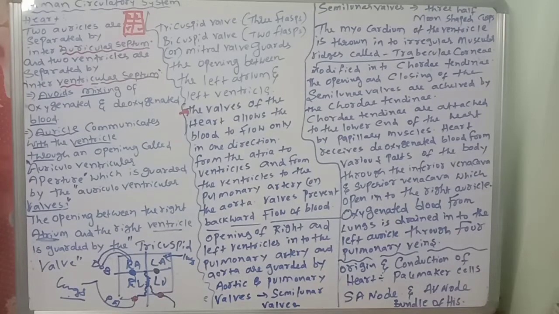The origin and conduction of the heartbeat are under the control of a conducting system. The conducting system consists of pacemaker cells, the SA node. The SA node is the pacemaker, the sino-auricular node, which is present on the right atrium, on the right side. Then there is the AV node, the auriculoventricular node.